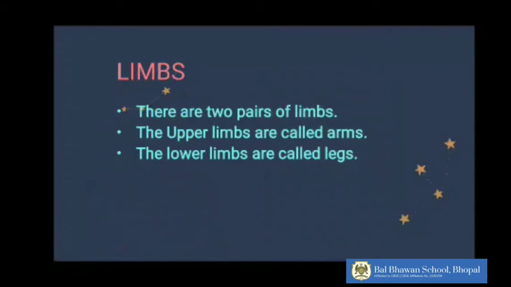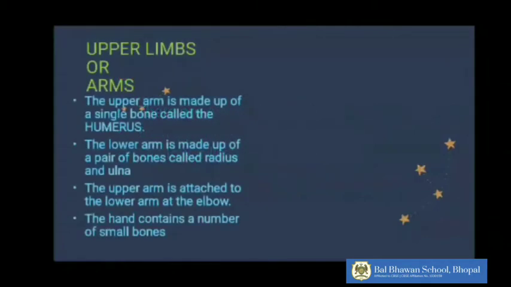Next we come to the appendicular skeleton. The first part is limbs. There are 2 pairs of limbs. You know this, that limbs help us to move. The upper limbs are called arms and the lower limbs are called legs.